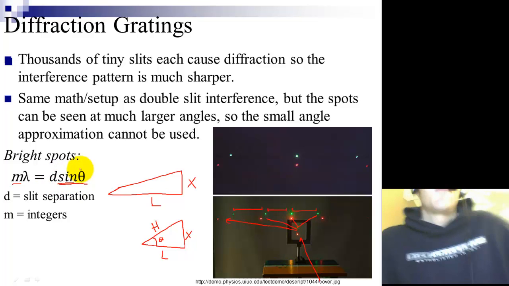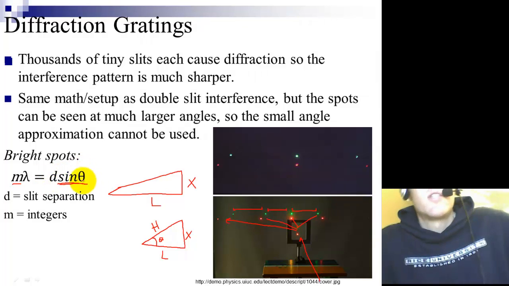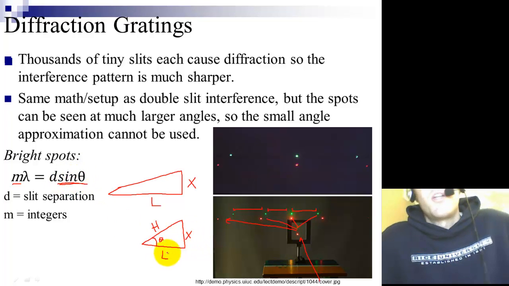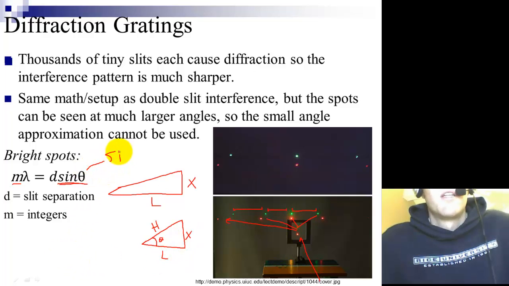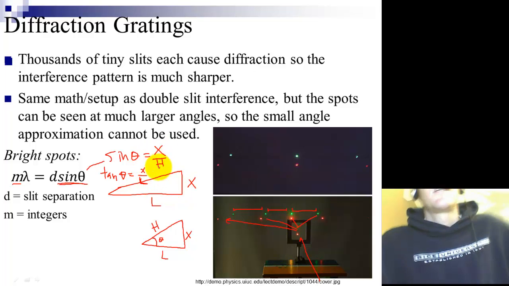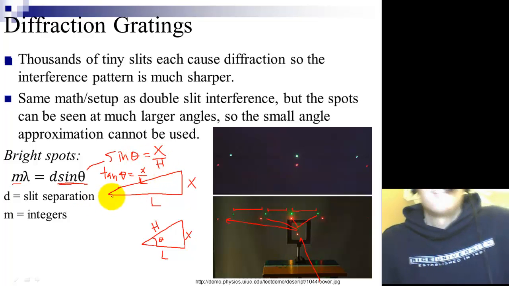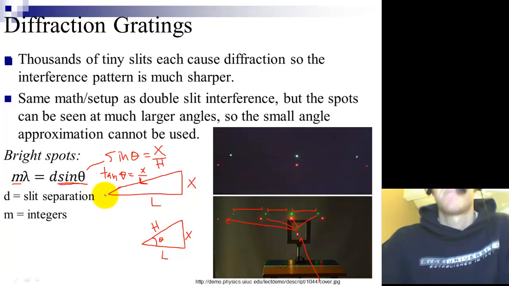So when you're solving a problem with diffraction gratings, you actually need to use sine or sine inverse once you know the angle or once you find the angle, instead of just using this ratio x over L. But you can still find x and you can still find L. You just have to combine this with the fact that sine theta equals x over h, and then tan theta equals x over L. And so you can relate theta to x and L and h in any combination that you need to by being careful with your trigonometry.